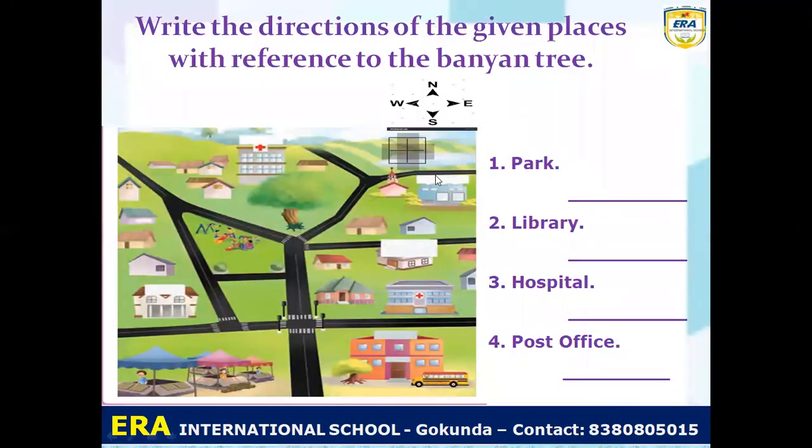So it is an activity, you have to do it at your home. Write this answer in your textbook. So what you have to do, you have to see the map. So it is the direction there: north is upper side, south is lower side, east is the right side and west is the left side. So write the direction of the given places with reference to the banyan tree. So it is a banyan tree there.